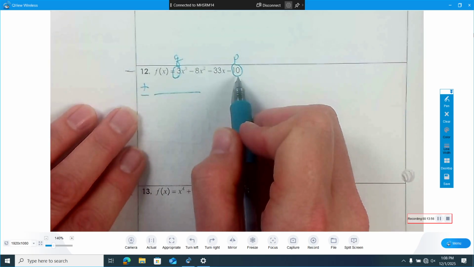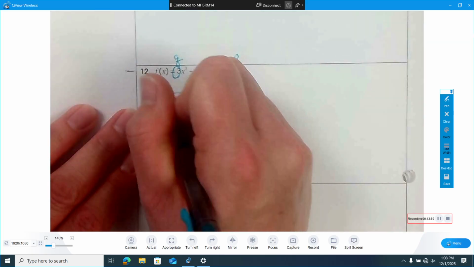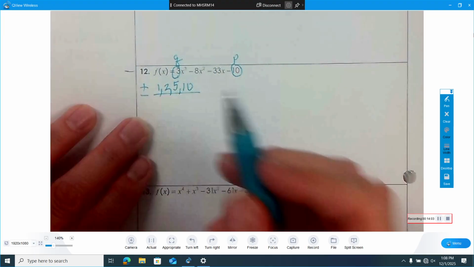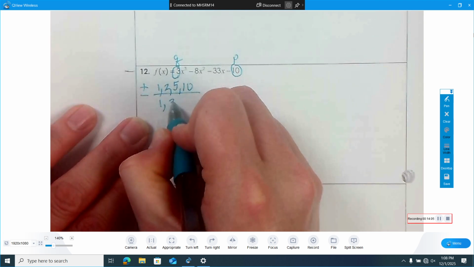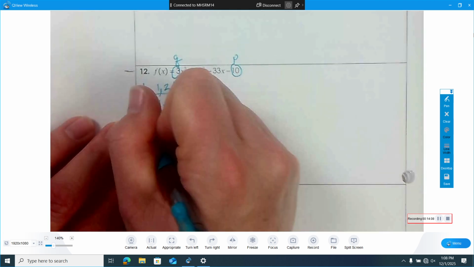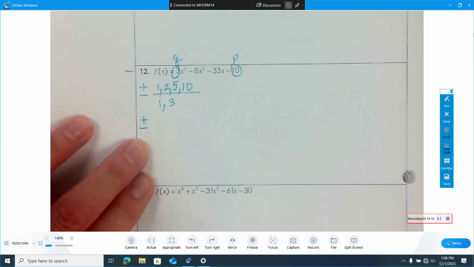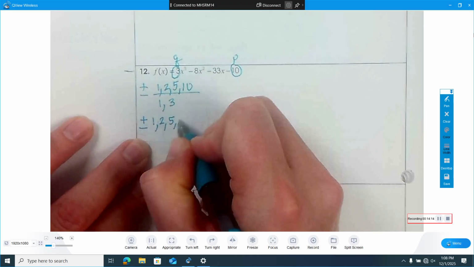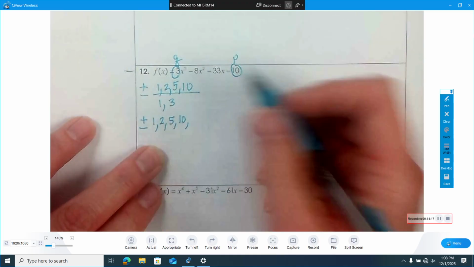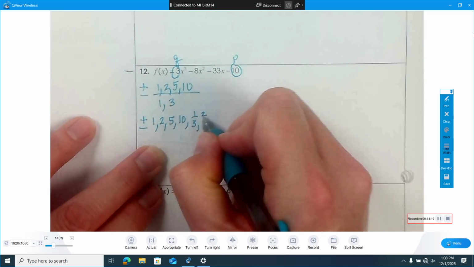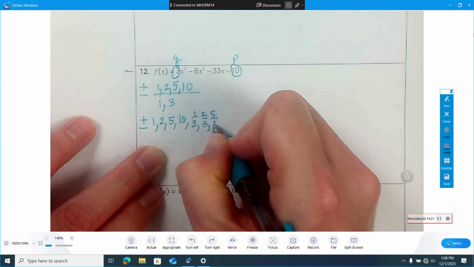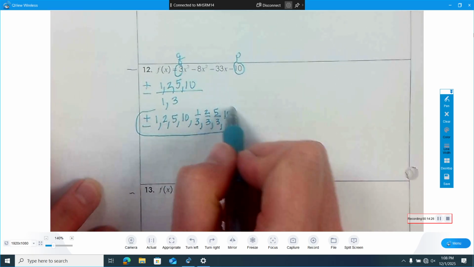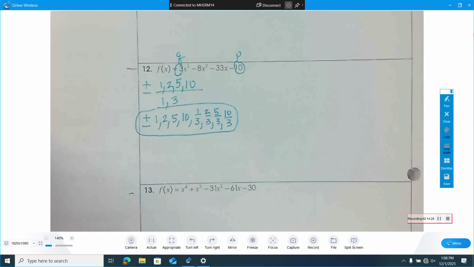What are all the factors of P? 1, 2, 5, and 10. And then our factors of Q are 1 and 3. So our potential list, we would have 1 over 1, 2 over 1, 5 over 1, and 10 over 1. But also 1/3, 2/3, 5/3, and 10/3. So these are all the possible rational roots.